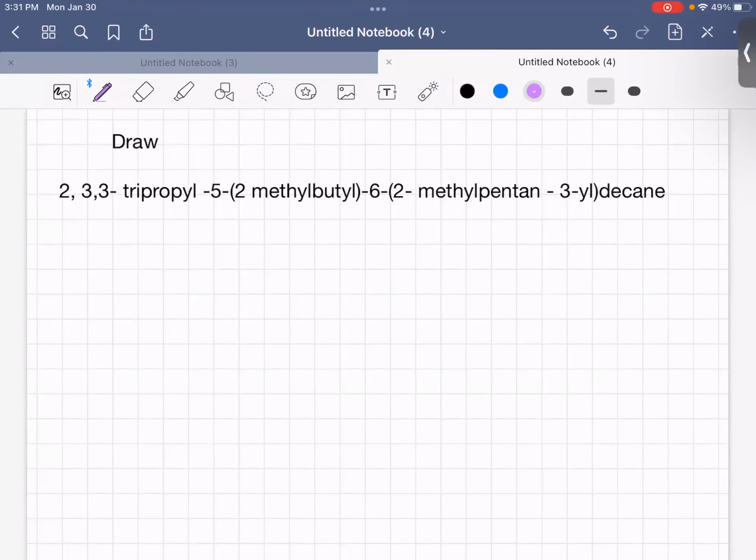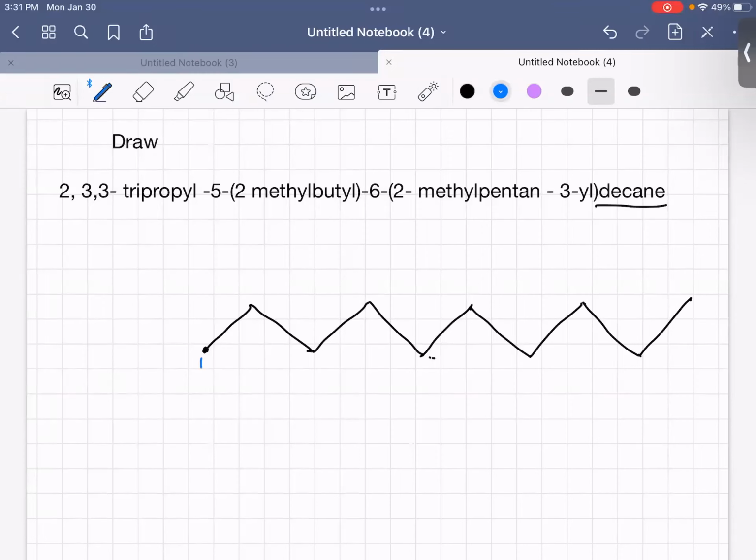Draw the structure. Okay, so let's start with the backbone of the molecule. So decane, so 10 carbons. 1, 2, 3, 4, 5, 6, 7, 8, 9, 10. And let's number them.